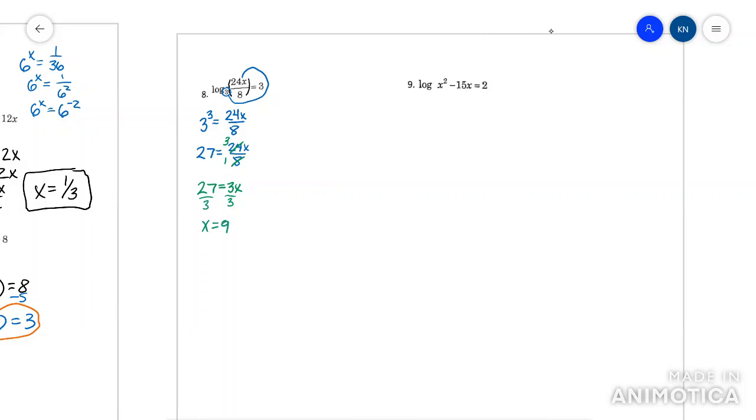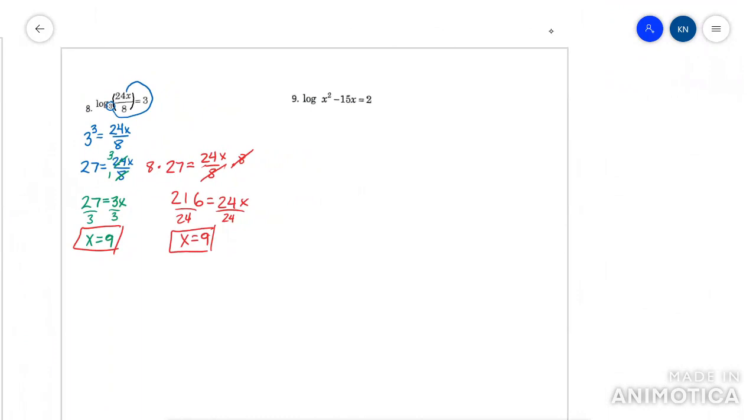If you did it the other way, though, if you did it like 27 equals 24x over 8, you could have times by 8. These would have canceled. And you get 216 equals 24x, and then you could have divided by 24. Either way, you'll end up with x equals 9. So, all right, and then this last one.